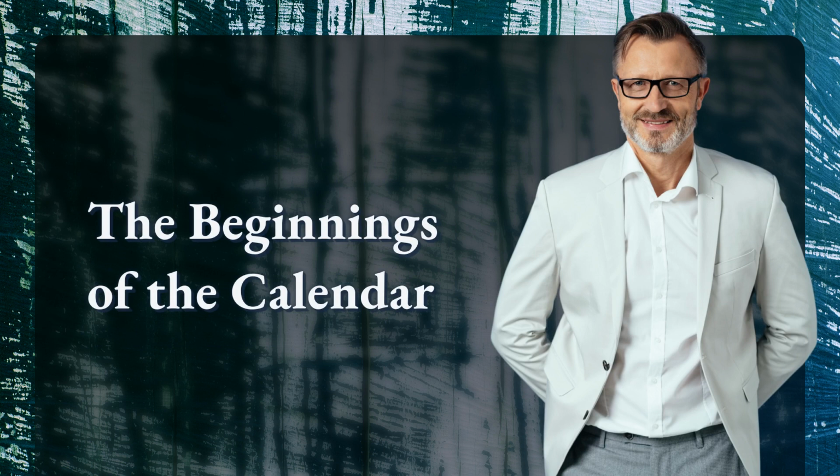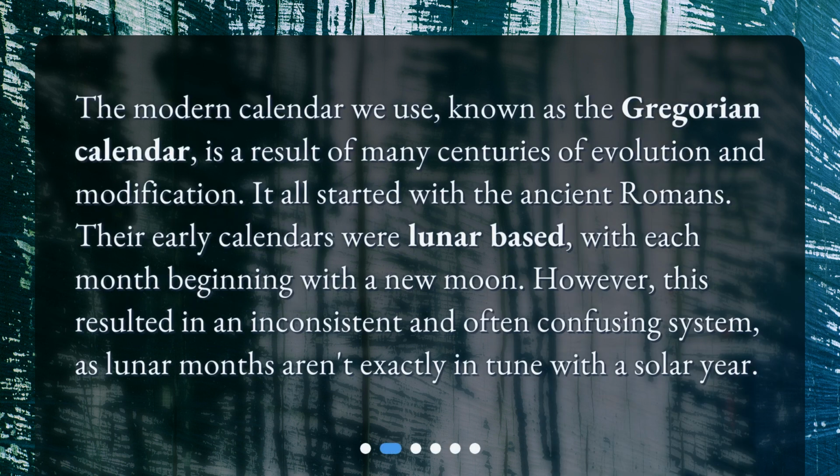The beginnings of the calendar. The modern calendar we use, known as the Gregorian calendar, is a result of many centuries of evolution and modification. It all started with the ancient Romans. Their early calendars were lunar-based, with each month beginning with a new moon. However, this resulted in an inconsistent and often confusing system, as lunar months aren't exactly in tune with a solar year.